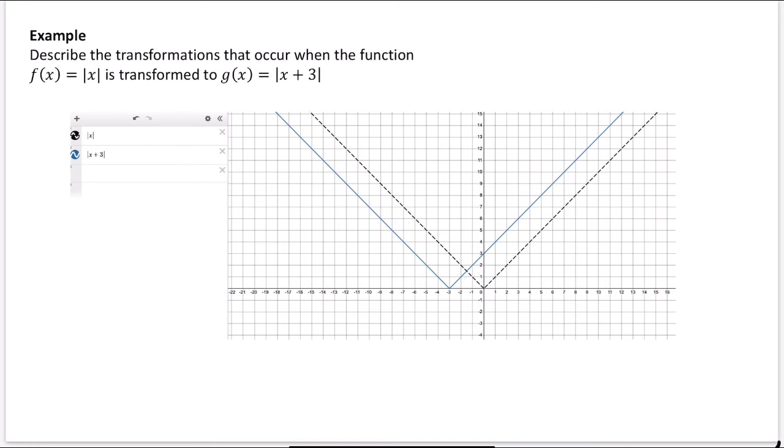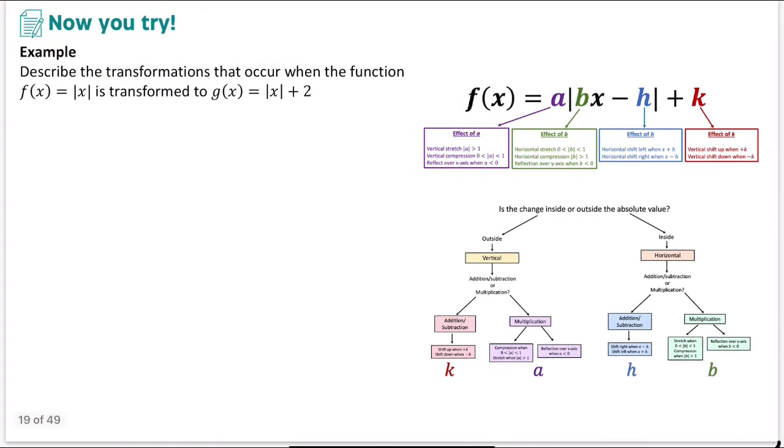So if you think it's going to go left 3, by all means, please graph your parent function and the transformed function in Desmos and make sure that it does go left 3. Because sometimes it's easy to get a little bit confused, especially with the left or right or stretch or compression. So make sure that you're using Desmos to double check your work. It only takes a couple seconds, and I promise it'll always give you the right answer. So now you can go ahead and pause the video and try doing this example on your own.